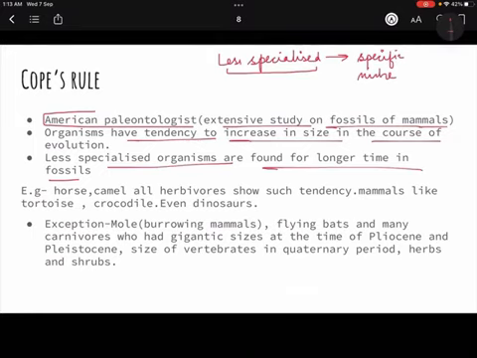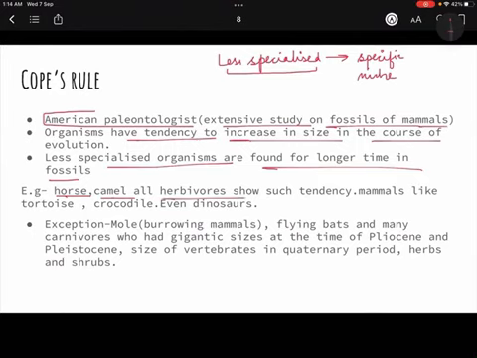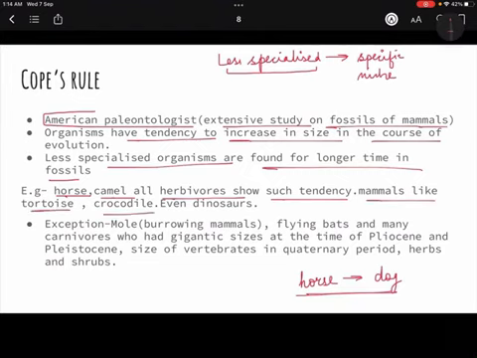For example, in case of dinosaurs, or the deer whose antlers were very specialized at one point. If you specialize a lot, and the environment does not favor you, it is difficult. So less specialized species will remain for a longer time. That is what he meant. Then he gave examples like horses, camels, and all herbivores showing the tendency to increase in size. He believed that the ancestor of the horse was the size of a dog at one point. Similar for reptiles like tortoise, crocodile, even dinosaurs. All had the tendency to increase.